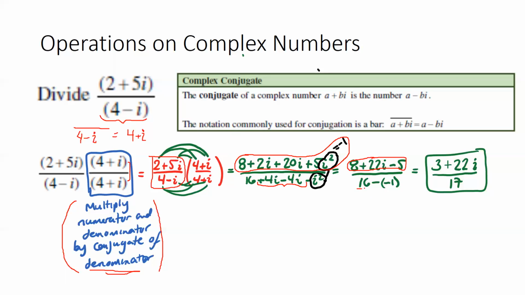Now, we end up with this 16 minus negative i. Great job doing that circle, Ben. And I end up with 3 plus 22i over 17. Okay. My advice to you is do this on paper before you type stuff into Lumen, for real. And use parentheses generously.